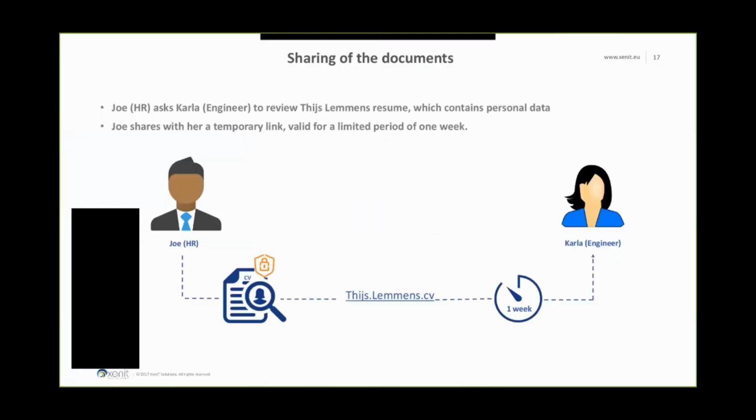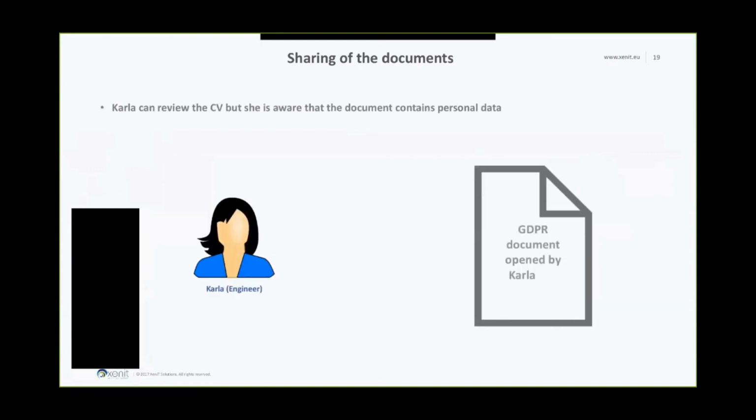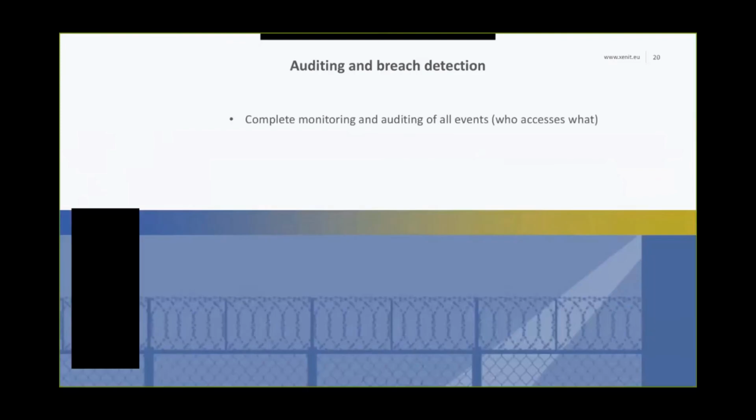So if we now go back to the presentation, we see here that Joe successfully shared a link with Carla and she could open it. The link is valid for 1 week. Carla accidentally shared the link with Tom and he tried to open it, but that didn't work. Now, Carla was able to review the CV and give information that should allow HR, Joe, to hire someone or not. Now, to the last part of this demonstration, we will have another one later.